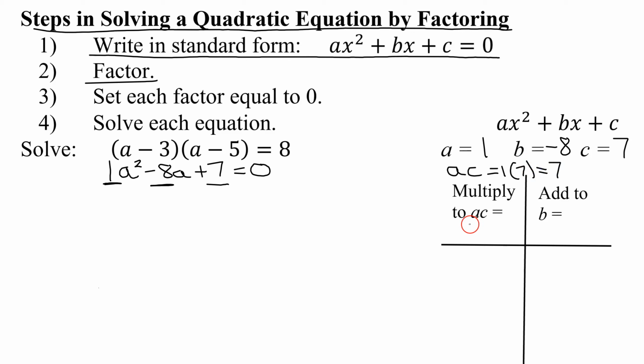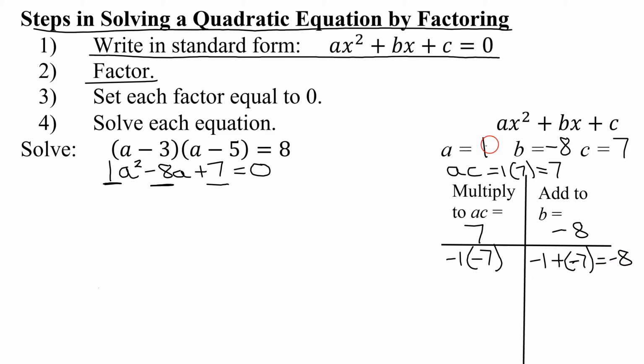So I'm looking to find two numbers that multiply to AC, which is 7, and add to B, that is negative 8. Since my two numbers multiply to a positive, that says the signs are the same, and if it adds to a negative, both of them have to be negative. So I'm going to start with negative 1 and negative 7. Those multiply to positive 7. And negative 1 plus a negative 7 is negative 8, which is the number I'm looking for.